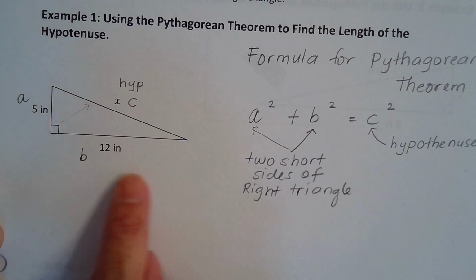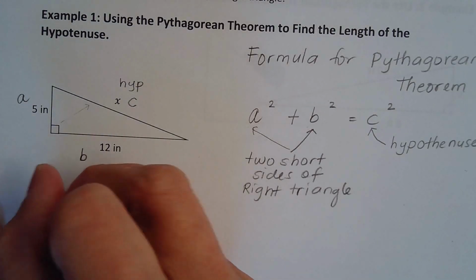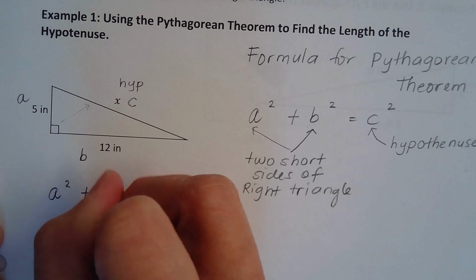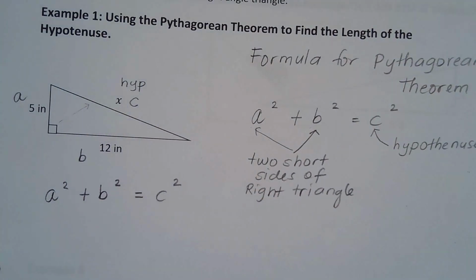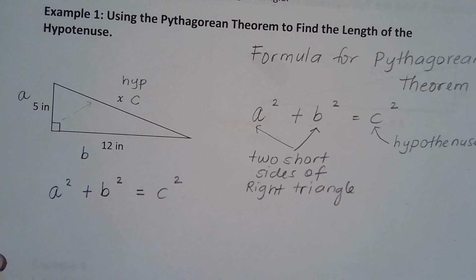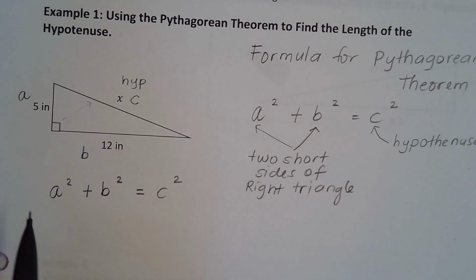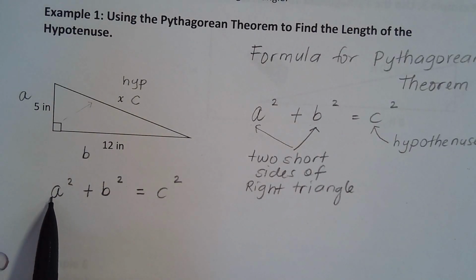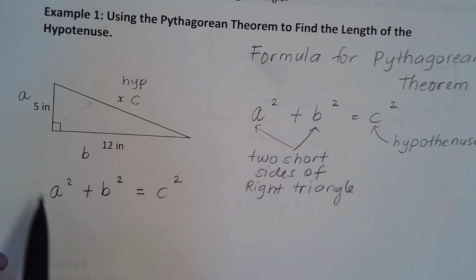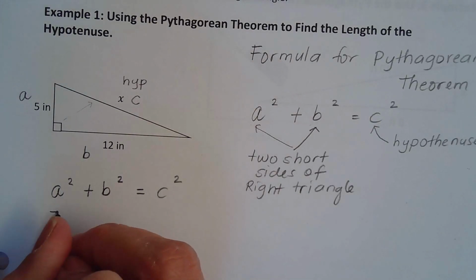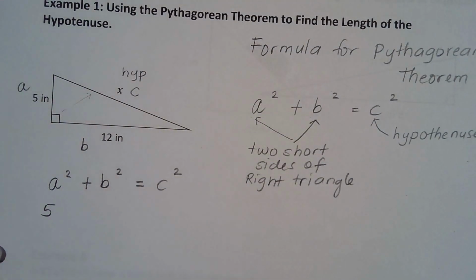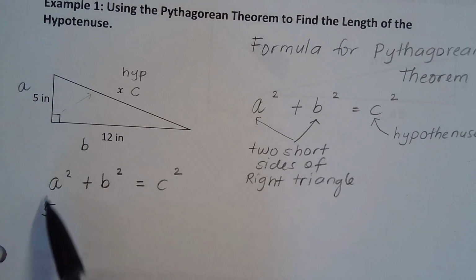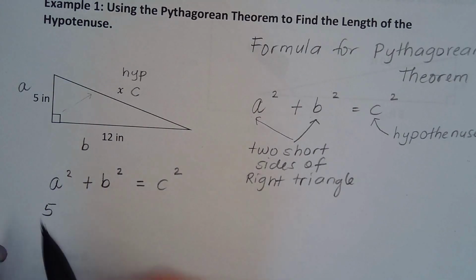Okay. I'm going to start off with the formula. So A squared plus B squared equals C squared. What do we have? A, what are we going to replace the A by? 5 inches. So I'm just going to put 5 instead of 5 inches so that we don't have to worry about that. We'll do the units at the end, okay? So A is 5, and then what do we do with 5? We have to square it, right?